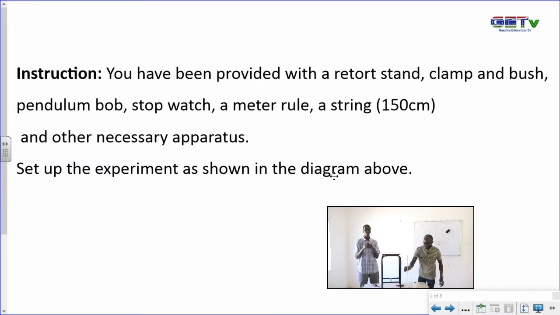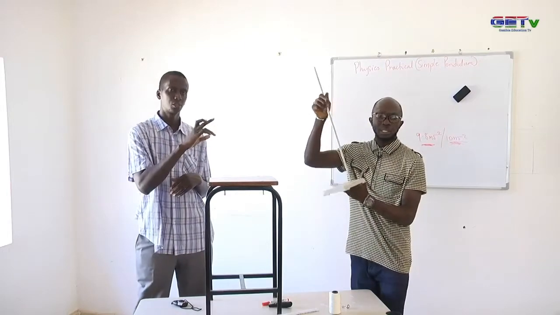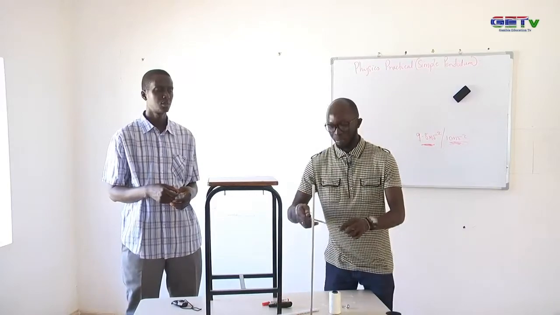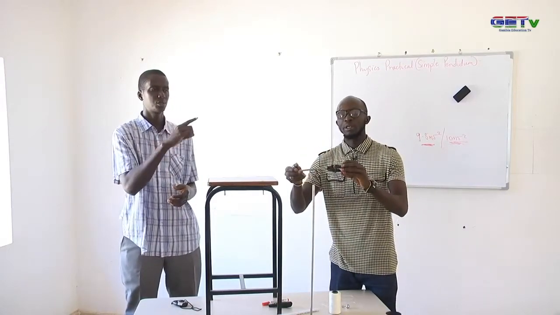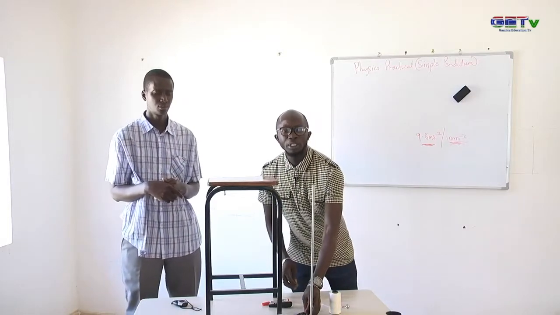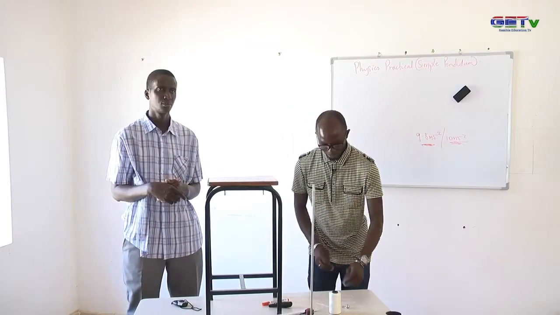You have been provided with a retort stand. That is your retort stand. Now, this is your clamp and boss. That's the boss here, and this is your clamp, right? Clamp and boss. A pendulum bob.